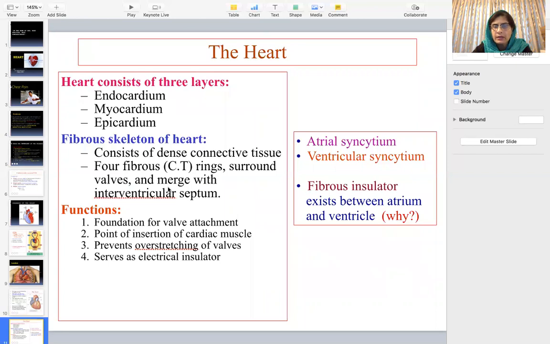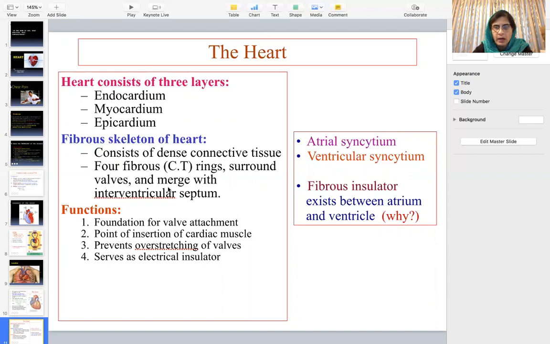Now, the heart wall has three layers. The innermost is called the endocardium. The middle one, which is made up of the muscles, is called the myocardium. And the outermost fibrous layer is called the epicardium, or the pericardium. Okay, so there are three layers of the heart.